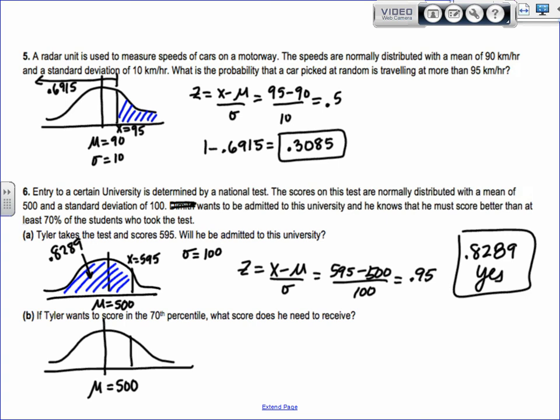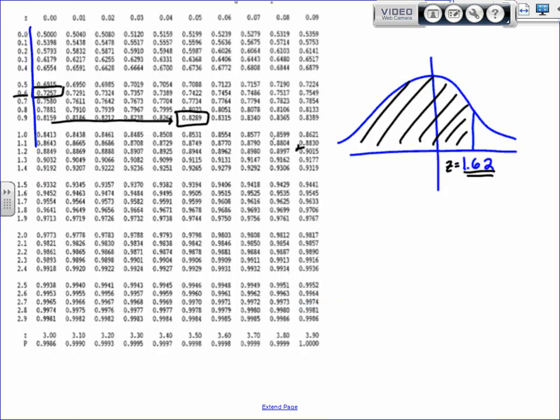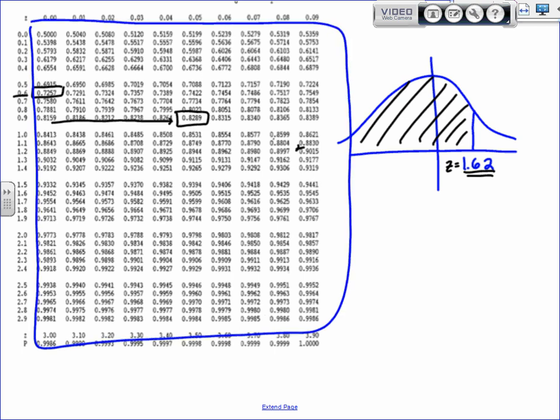So this is a different type of question. I haven't asked you one of these questions yet. If he wants to score in the 70th percentile, that means that 70% of students scored worse than he did. So inside this little area here, I need 0.7000. That's a probability. So when I look at the chart, I need to look in this area and find 0.7000. That's what I'm looking for. Do you understand what I'm saying? I'm finding the probability. So I want to know the z-score that goes with it.